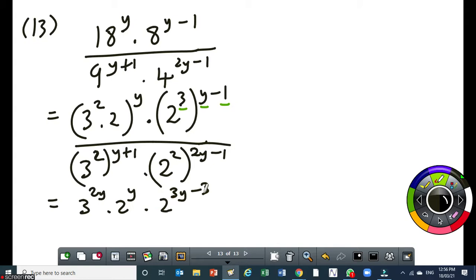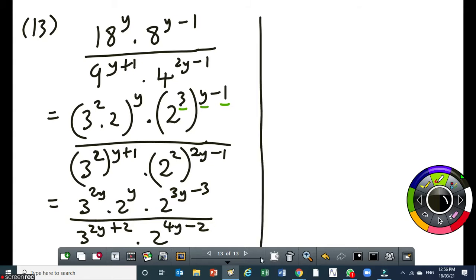All over, my denominator will be 3 to the power of 2y plus 2 times 2 to the power of 4y minus 2. So I've removed the brackets. The next thing now is to use the first law of exponents and the second law of exponents.